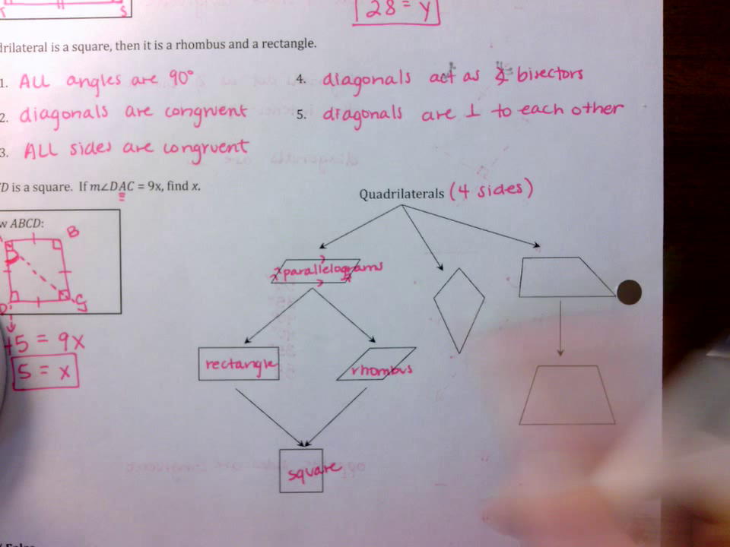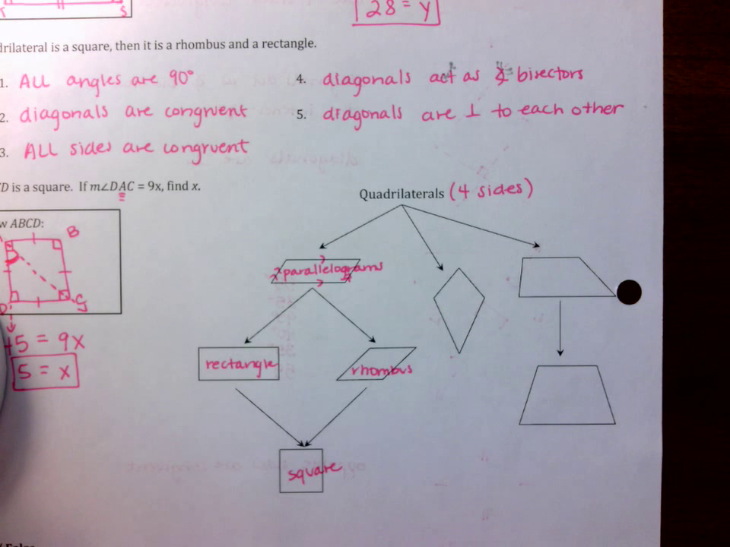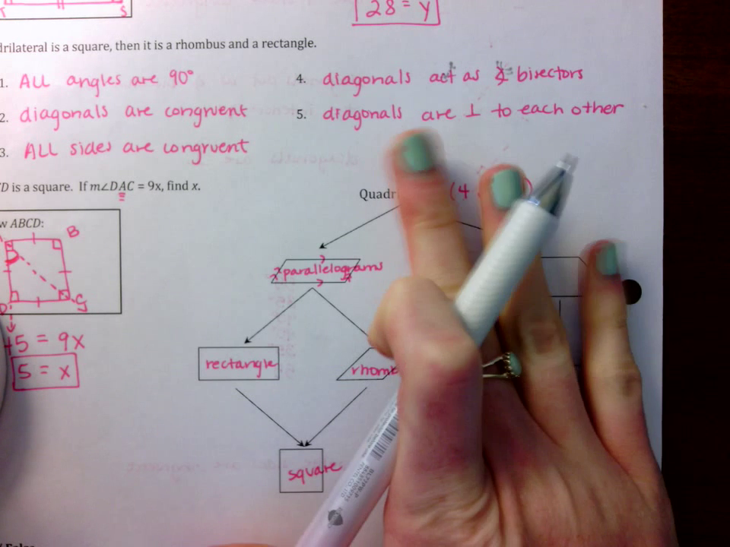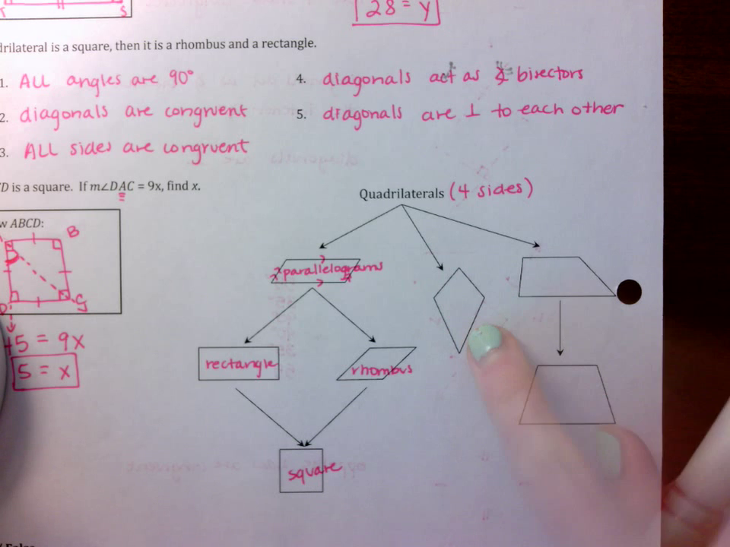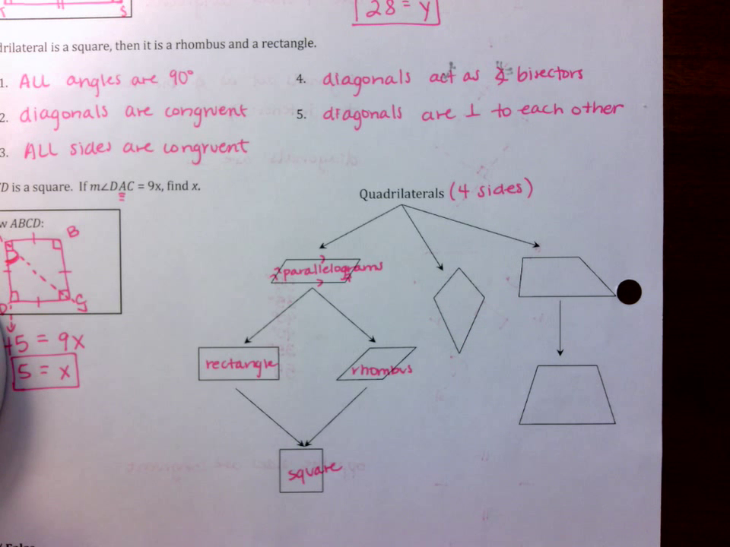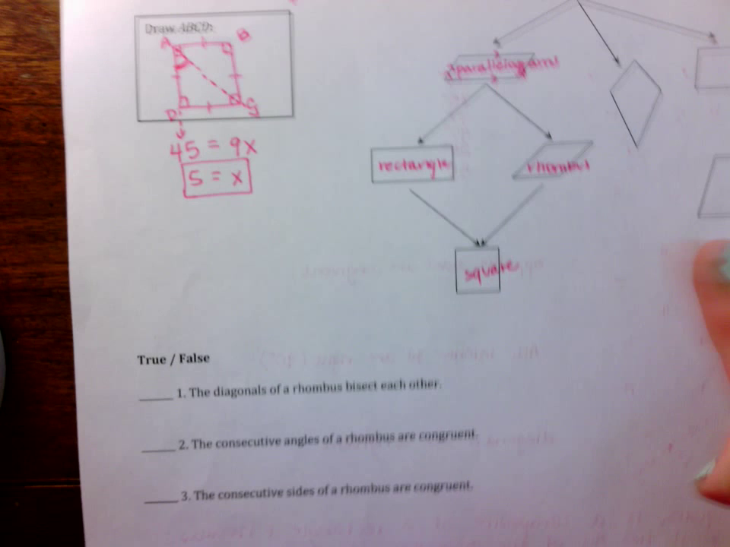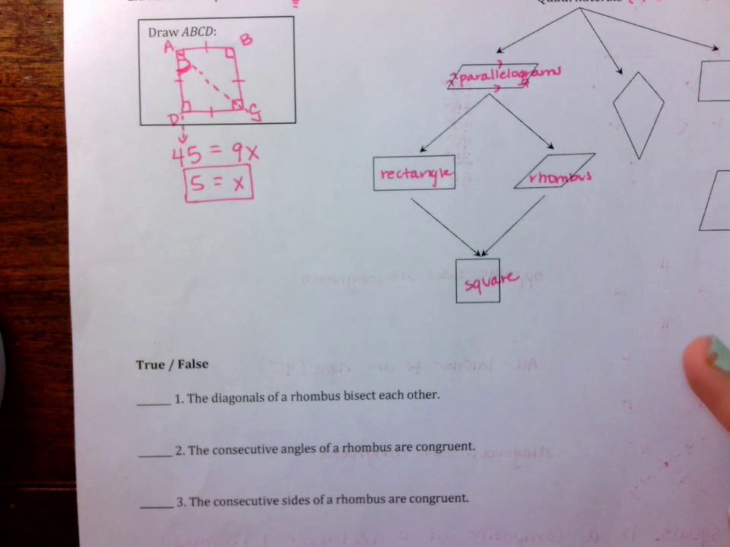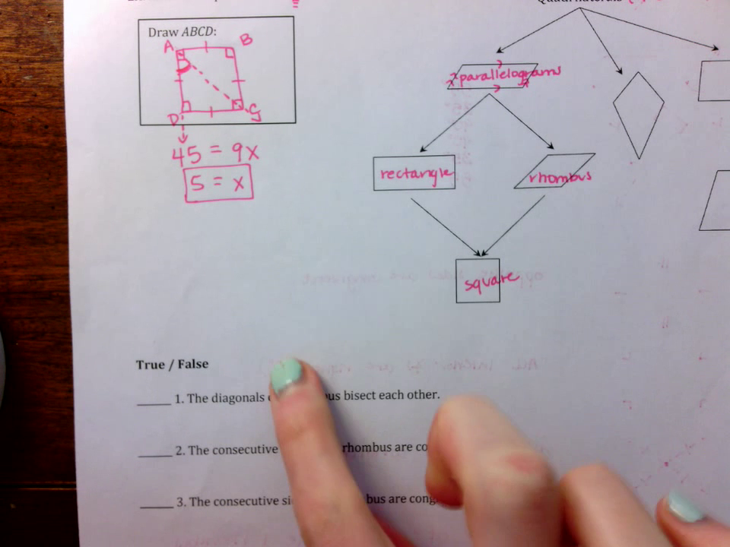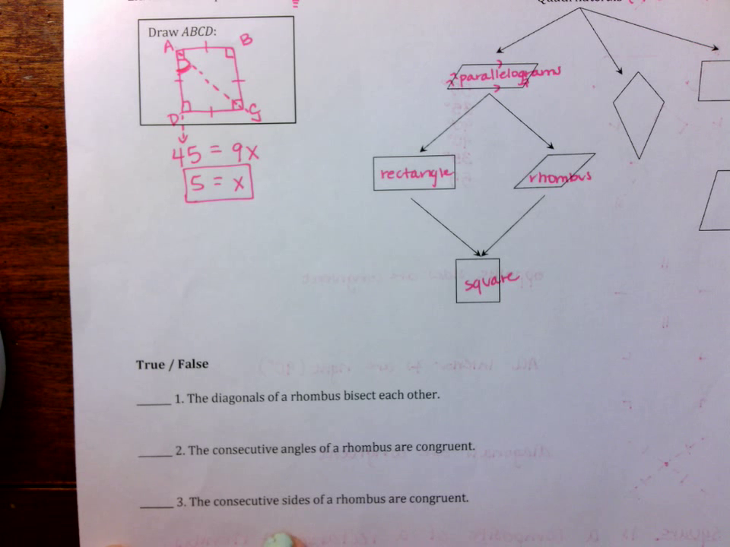Okay, so next time we'll talk about kites and all of those others. These ones do not have parallel sides, which makes them non-parallelogram quadrilaterals, and they're in their own category. Okay, so your job for next time is to just go through these true-false and answer them. You can use your notes to help you, but they shouldn't be too hard.